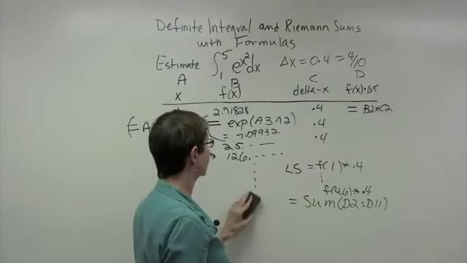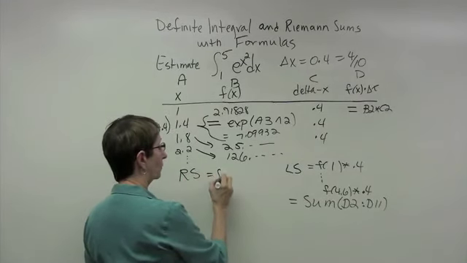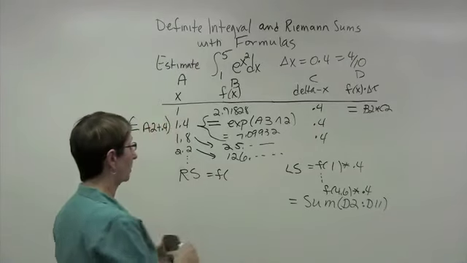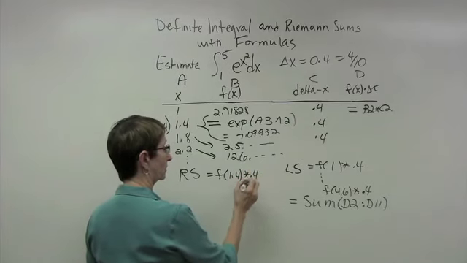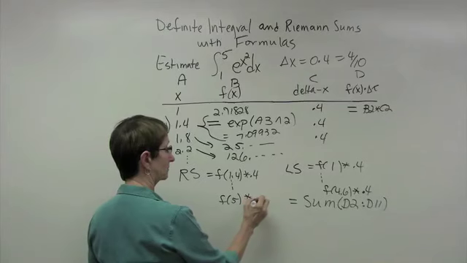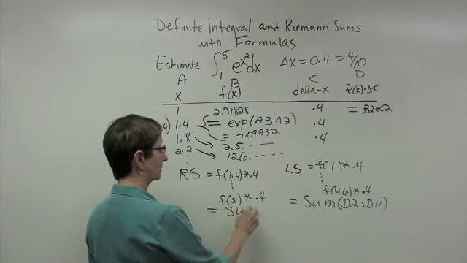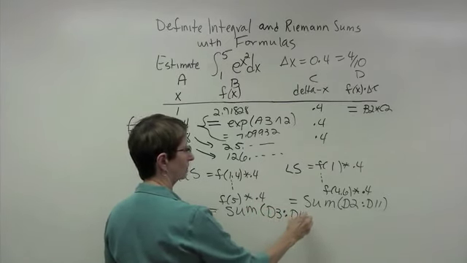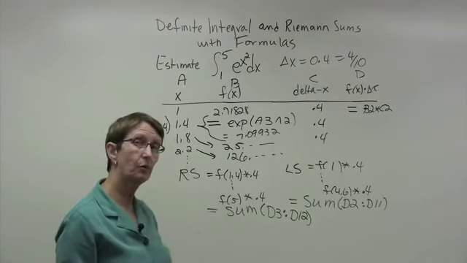If you want to do a right sum, we would start with first interval, right-hand endpoint would be f of 1.4 times 0.4, and add all the way down to f of 5. That command would be equals sum. We started at D3, and then it would go to D12, one more of each. So I'd be looking at the right-hand endpoint.